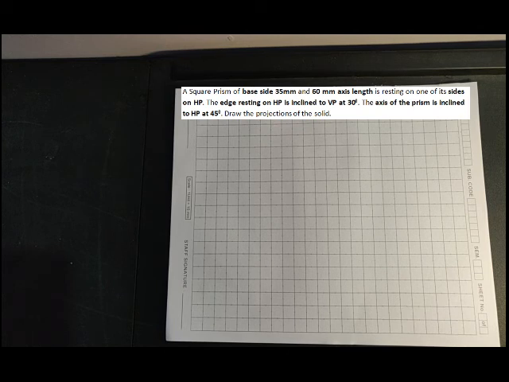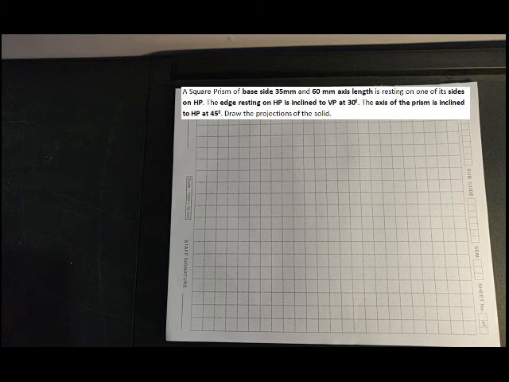Now this axis is inclined to HP at 45 degrees, and the edge that is resting on HP is inclined at an angle of 30 degrees to VP. So see what has happened here. You need to understand when to find the beta angle. When the axis is inclined to both the planes, both HP and VP, then it is a beta angle problem, because the apparent body does not fit on the true inclinations.